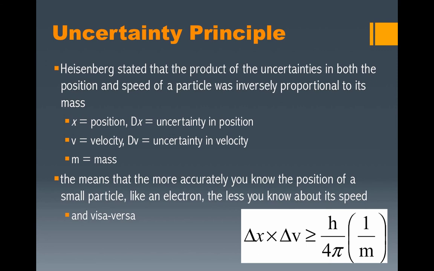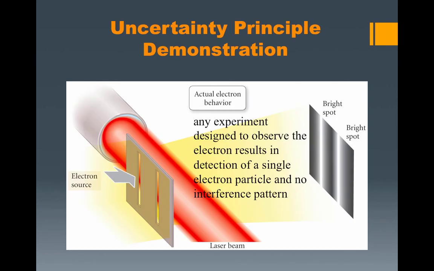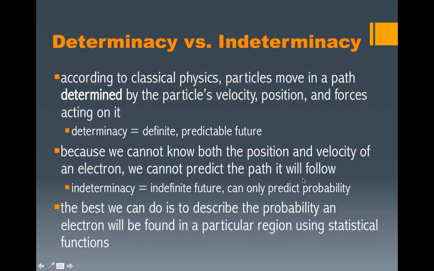So what he said is there's inherent uncertainty with any measurements you take of electrons. This uncertainty is inversely proportional to the electron's mass. So what he's saying is the more accurately you know the position of a small particle, the less you know about its speed. Notice it says small. So the smaller the particle, the more this is effective. If we're talking about your car, it is very big. There's not as much uncertainty with a big object as there is with a small object.